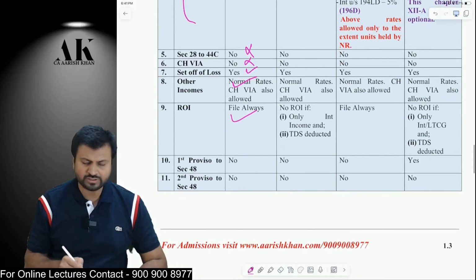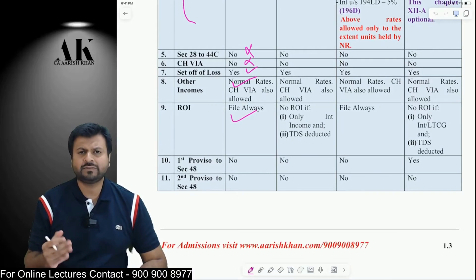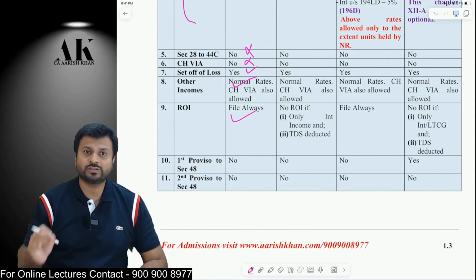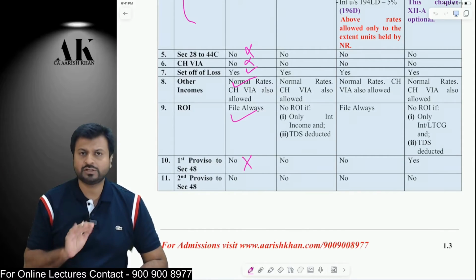And whether first proviso and second proviso to 48 are applicable. First of all, sir, tell us what is the first proviso and second proviso to 48. First proviso to 48 talks about TTBR, TTSR, all those things. Do you remember that? So here, no first proviso to 48 will be applicable.